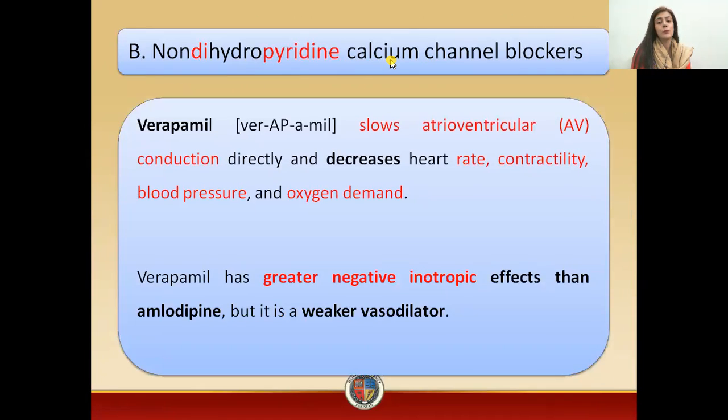Then coming towards the non-dihydropyridine calcium channel blockers. Let's take the example of verapamil. This will slow down the AV conduction, thus decreasing the heart rate, the contractility, the blood pressure, and definitely the oxygen demand. As I have already discussed, verapamil is a non-dihydropyridine, so it has more effect on your heart. It has a greater negative inotropic effect as compared to the vasodilatory effect. When you compare verapamil and amlodipine, verapamil has a greater negative inotropic effect than amlodipine.